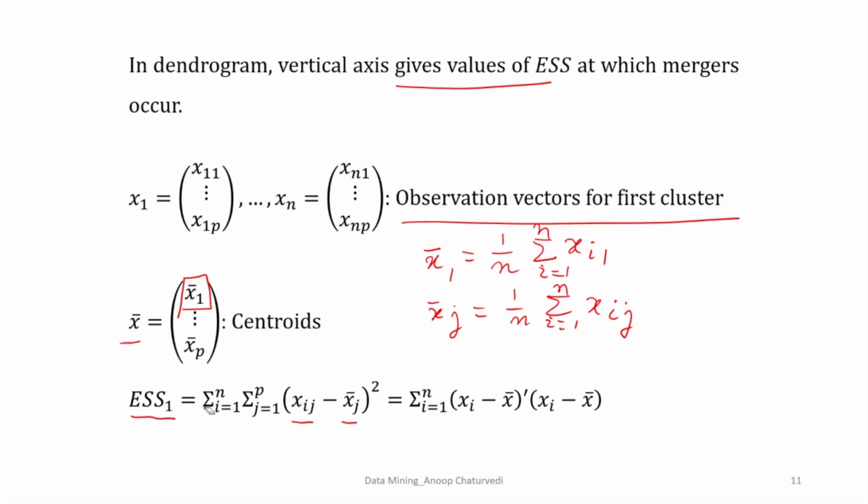Now, ESS 1 is equal to summation i equal to 1 to n summation j equal to 1 to p (x ij minus x bar j) square, and then you can write it as summation i equal to 1 to n (x i minus x bar) transpose (x i minus x bar). So, for the first cluster, this is the error sum of square. Similarly, we can calculate the error sum of square for the other clusters also.